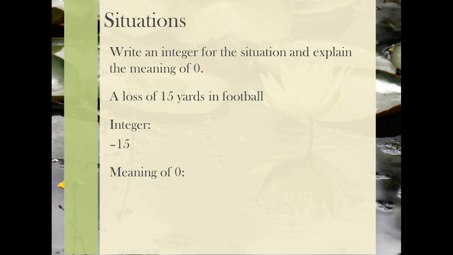Then we'll explain the meaning of 0 relative to the situation. When we're explaining the meaning of 0, it doesn't mean the actual value of 0. It means 0 in the situation we are currently talking about. This would mean there is a play that resulted in 0 yards. Therefore, the meaning of 0 would be that no yards were lost or gained.